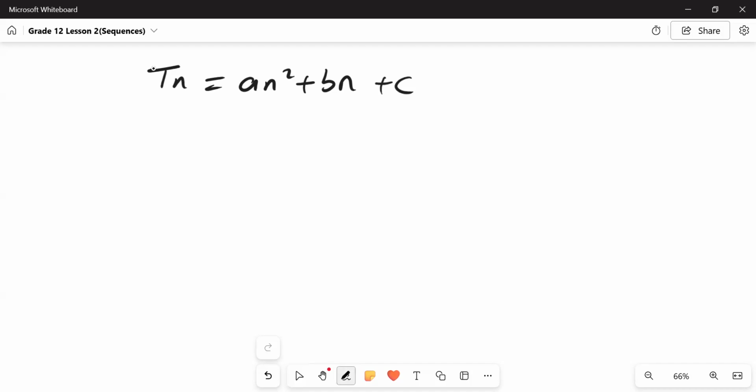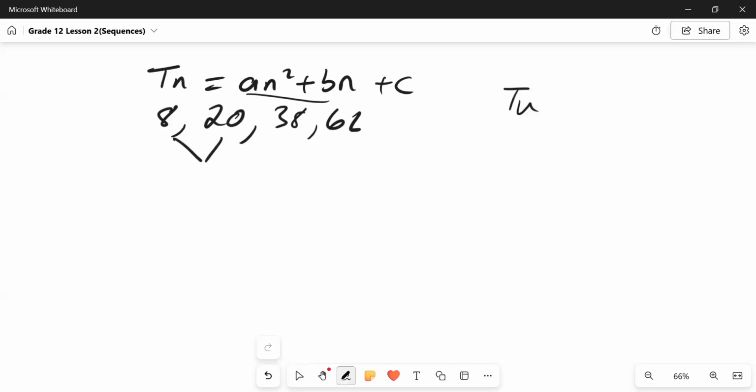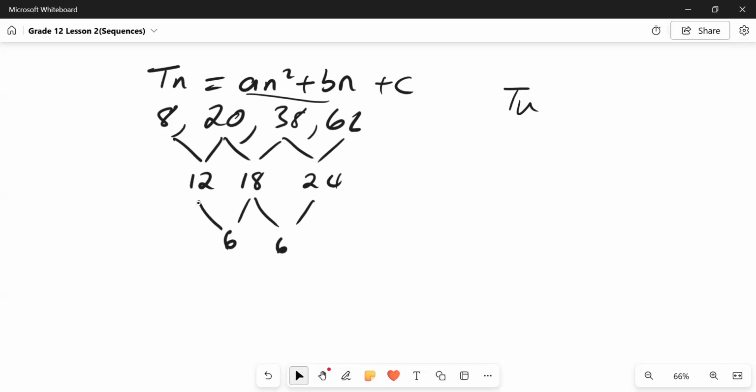Usually they can just say, for an example, they would give you a pattern of 8, 20, 38, and 62, and then they are looking for Tn. What do we do there? You first subtract. We look for the first difference, and you get 12, 18, and 24. And then we calculate our second common difference, which is 6 and 6.